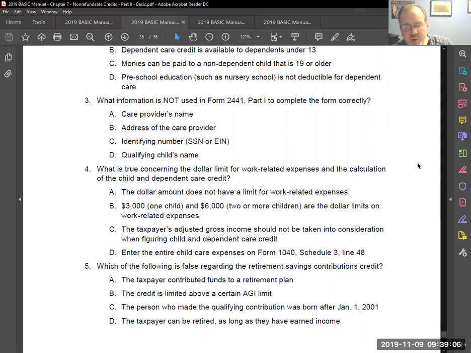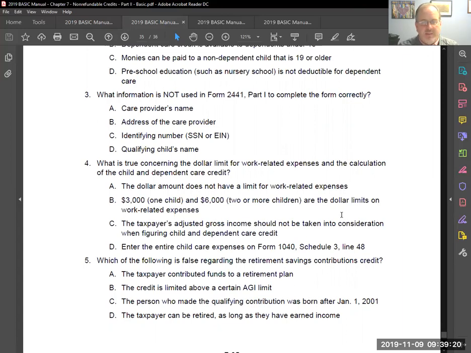Which of the following is false regarding the retirement savings contribution credit? Okay, that one would be C. The person who made the qualifying contribution was born after January 1st, 2018. Again, that's an age thing for that savers credit. Okay.